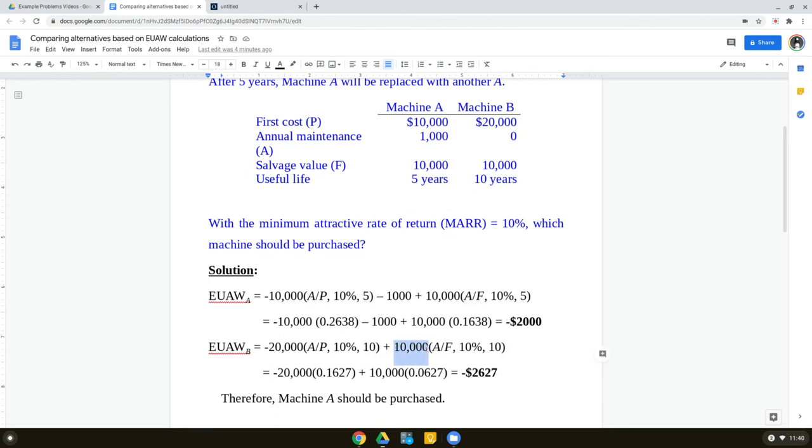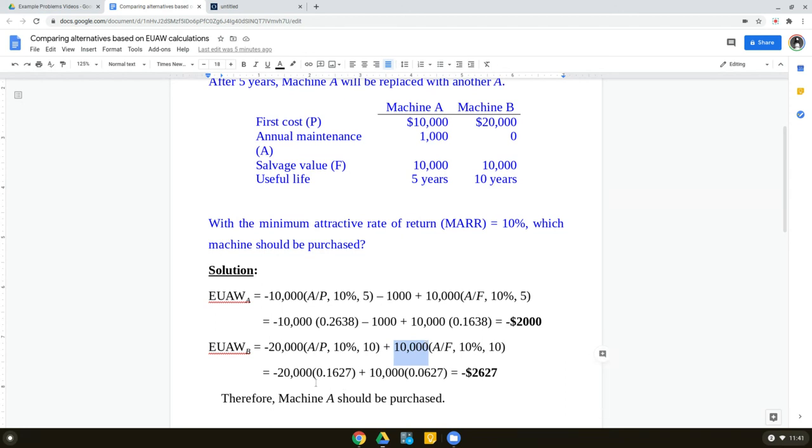Plus $10,000. Well, there is no annual maintenance, right? Annual maintenance is 0, so that term is 0. We don't need to worry about that. And the last term is the salvage value, $10,000 in the future, and we want to convert it into its equivalent annual value. So this is positive because it's cash that we are going to receive. It's in the future, so we multiply by A given F, 10%, and 10 years is the life cycle. We want to distribute this future $10,000 over the entire 10 years.